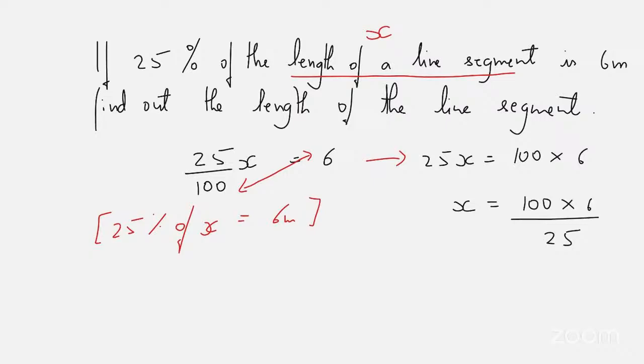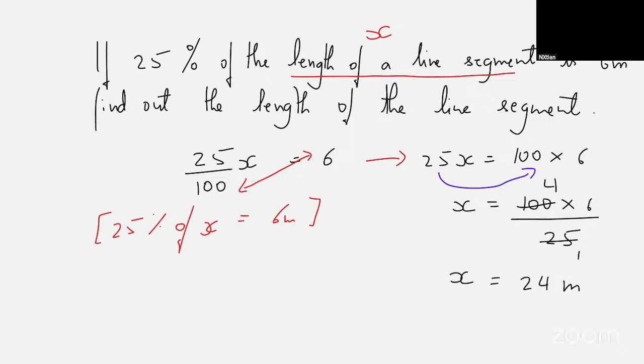Because this 25 will come beneath, as the number is on one side and the variable on one side. Numbers have to be taken on the other side. So 25 I will take from x to beneath 100 into 6. Now we can cancel: 25 ones are 25, 25 fours are 100. X is equals to 6 fours are 24 meter. So x is equals to 24 meters. This is how you write it.